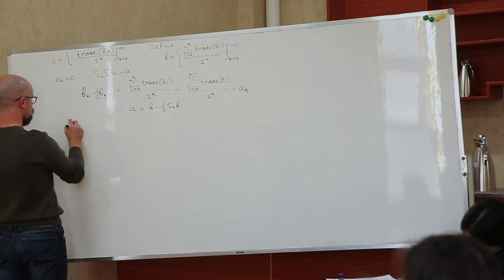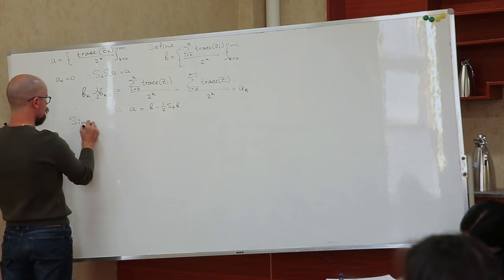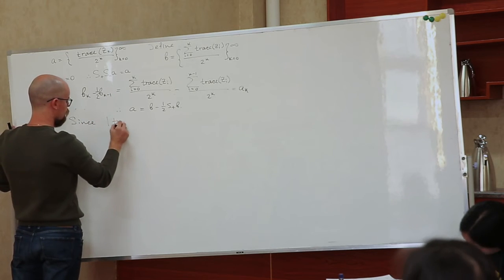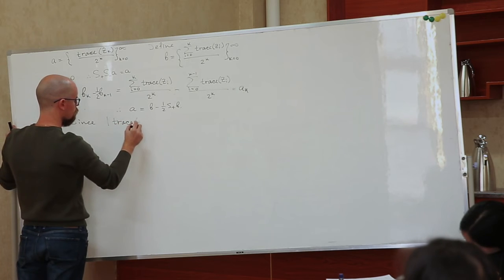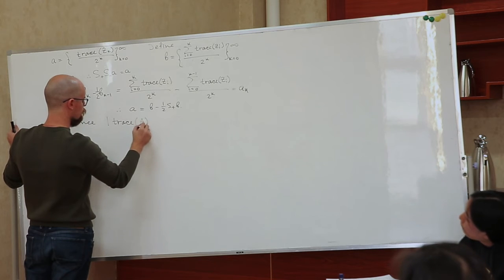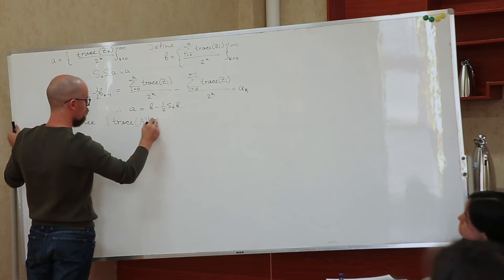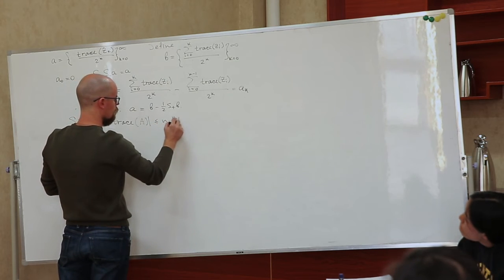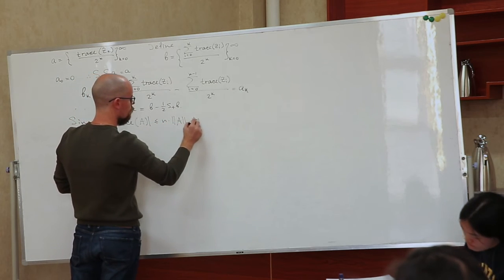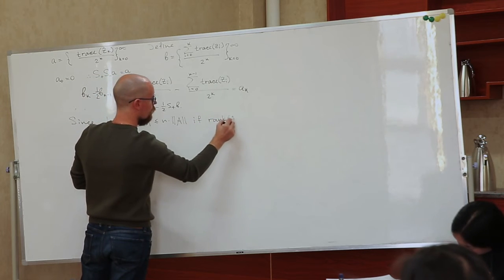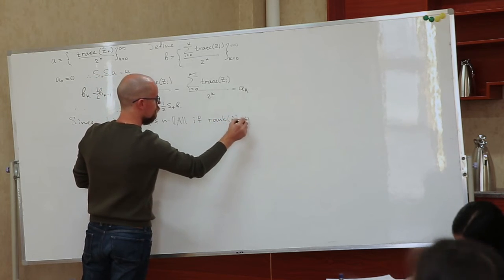So let's start with the evident estimate. The trace of an operator, let's say A, is less than or equal to n times the norm of A if the rank of A is less than or equal to n.